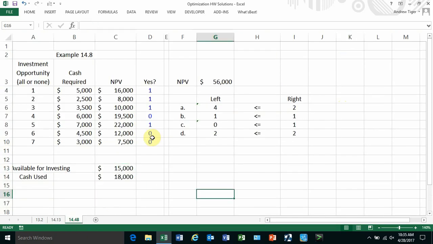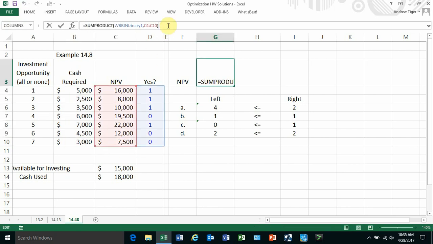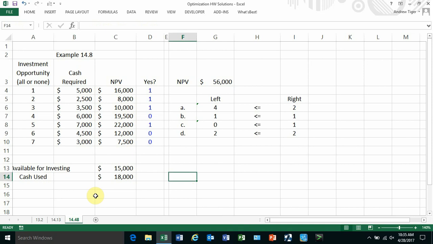The last problem was a knapsack problem. We had 7 investments. This is what they require, and this is what they're worth. We're trying to maximize our NPV. We can't exceed our cash. We have 15,000. We can't exceed this.